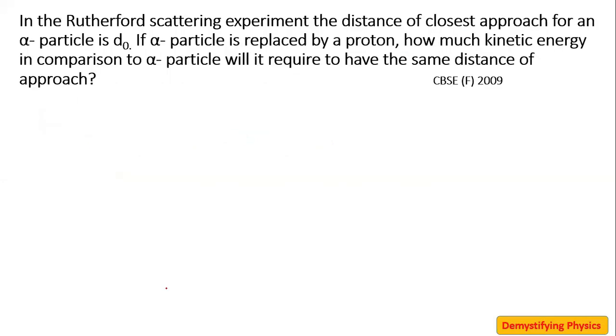Okay, now this question. In the Rutherford scattering experiment, the distance of closest approach for an alpha particle is d0. If the alpha particle is replaced by a proton, how much kinetic energy in comparison to the alpha particle will it require to have the same distance of approach? Now, what is distance of approach?